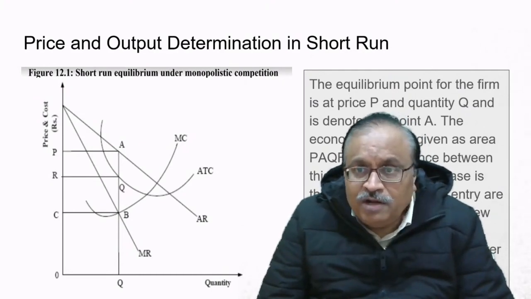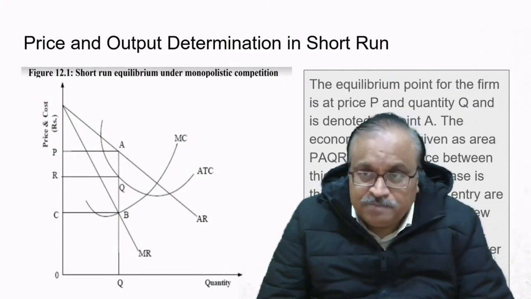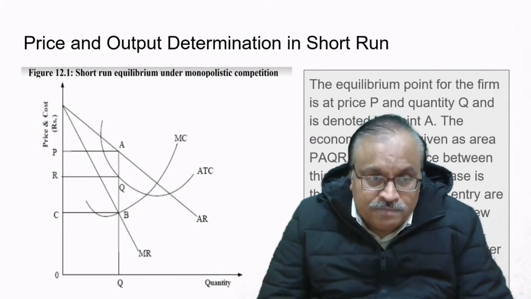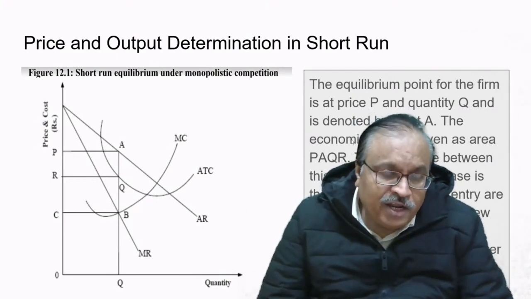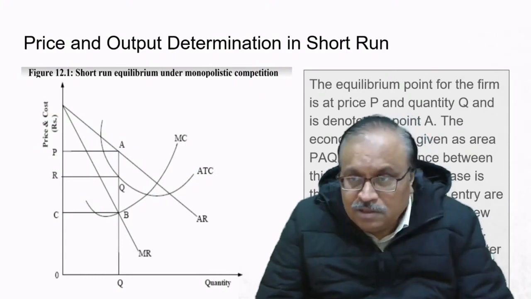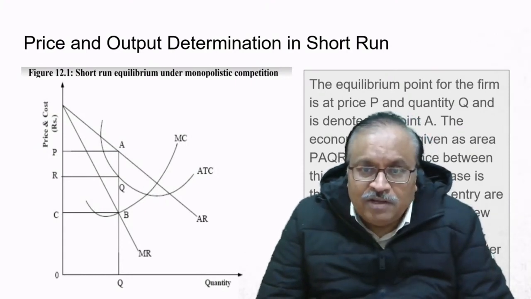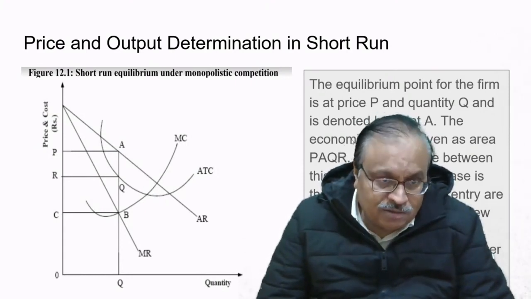The equilibrium point for the firm is at price P and quantity Q, and is denoted by point A. So point A indicates that this is the equilibrium. The economic profit is given as area PAQR.